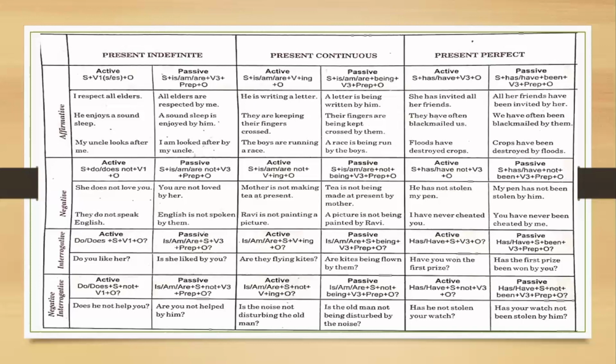Now, present perfect tense. In present perfect tense, we use has/have plus third form of verb. Yes, so we will change it by adding been: has/have plus been plus third form of verb. Like, she has invited all her friends. All her friends have been invited by her. They have often blackmailed us. We have often been blackmailed by them. Floods have destroyed crops. Crops have been destroyed by floods.